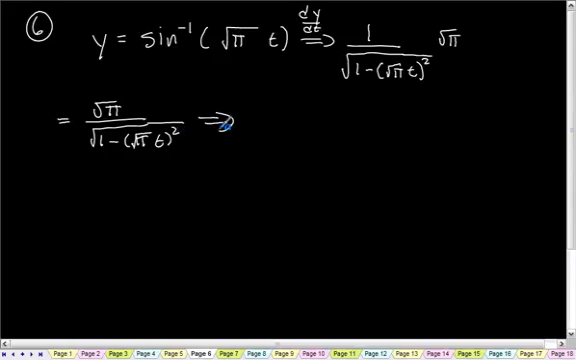Simplifying that, we can simplify the bottom. If we square the square root of pi, and we square the square root of t, the top stays the same, radical of pi over the square root of 1 minus pi, because radical of pi times radical of pi gets rid of the radical, so we're left with just pi, and this becomes t squared inside the square root. And that is our final answer for number 6.